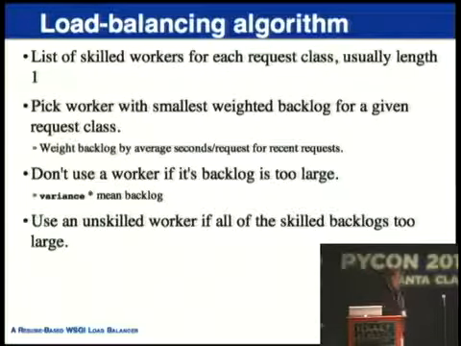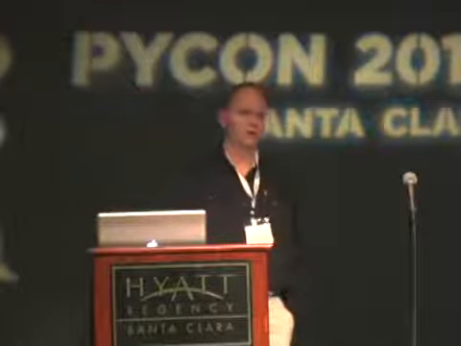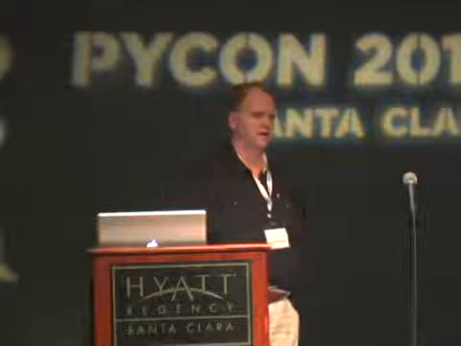So, the load balancing algorithm is pretty simple. I've actually iterated on a number of different variations of this, but basically, for each request class, there's a list of skilled workers, and for most request classes, that list is of length 1. We basically pick the worker with the lowest weighted backlog, where the weights of the backlog are basically the worker's skill, which is essentially the number of requests per second that it's done in the past.